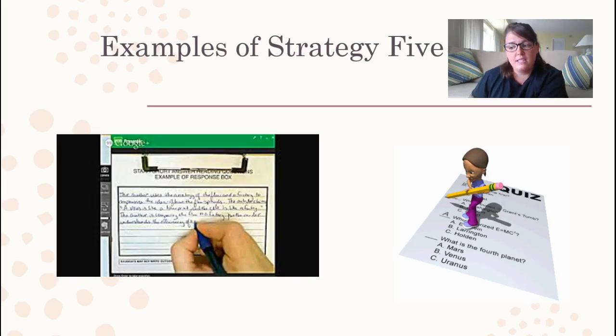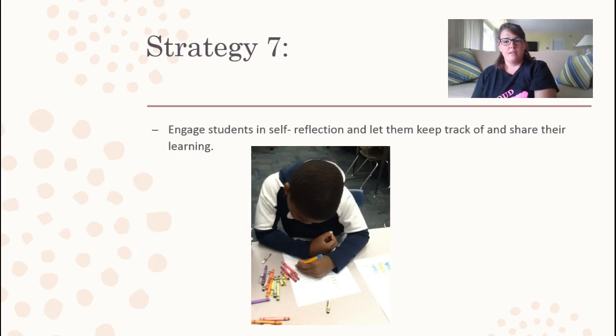Often the teacher gets good information about the students by paying attention to their wrong answers. Some examples would be having students write out their reasonings for their answers and multiple choice questions. Give quick information to the teacher. Strategy number 7 engages students in self-reflections and lets them track their learning.